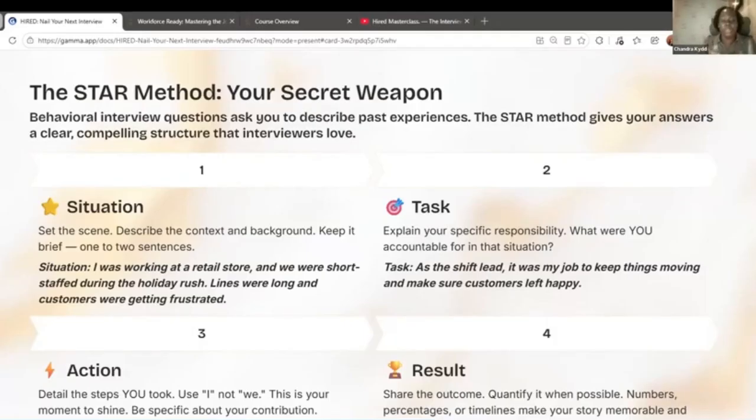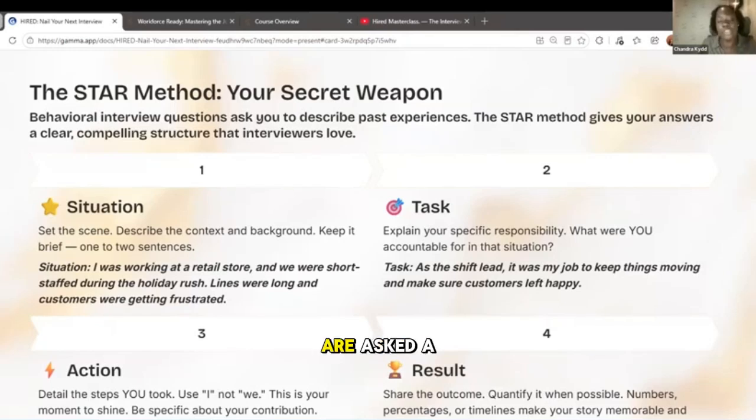Okay, so the STAR method, STAR, stands for situation, task, action, result. They're going to ask you behavioral interview questions. It could be like, describe your past experience, tell us about your weakness, those types of questions. The STAR method is a framework to help you give clear and compelling structure to all of the answers that you give.